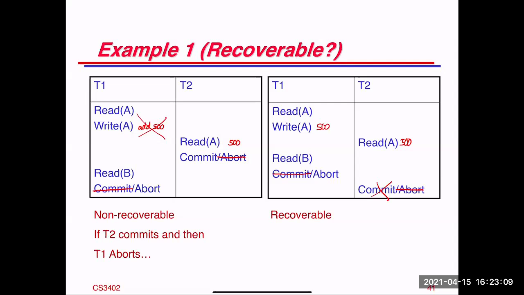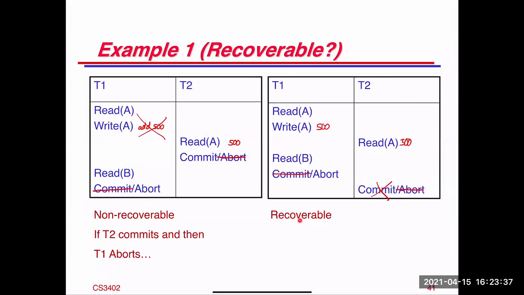So there's a question, how do we fix A or B? What do you mean by fixing A or B? So A and B are just some data items that we're reading and writing here, right? Oh, so I'm asking about this schedule here.